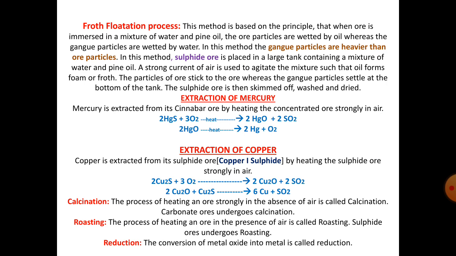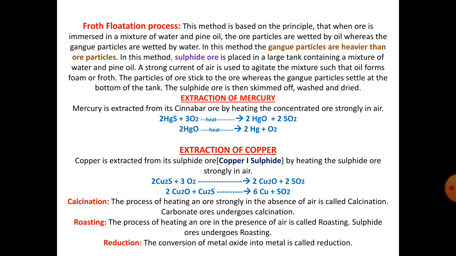This method is based on the principle that the ore is immersed in a mixture of water and oil, pine oil. The ore particles are wetted by oil, whereas the gangue particles are wetted by water. In this method, the gangue particles are heavier than the ore particles. In hydraulic washing, gangue particles are lighter than ore particles. In froth flotation, gangue particles are heavier than ore particles. This froth flotation process is used for sulfide ore.